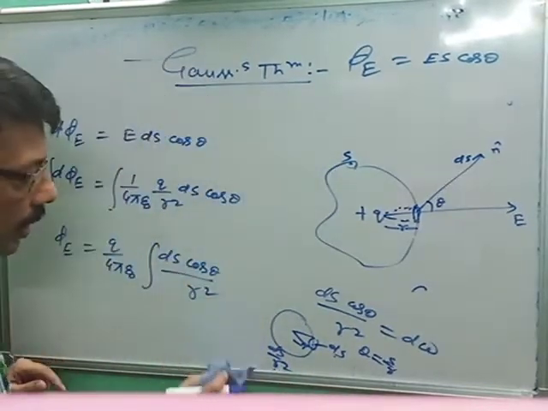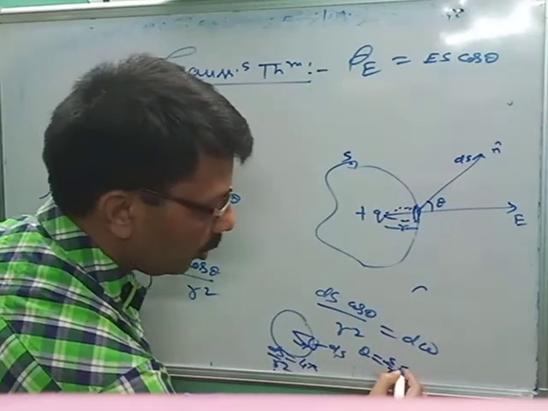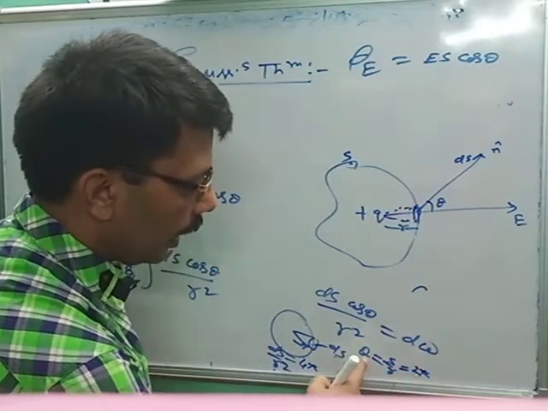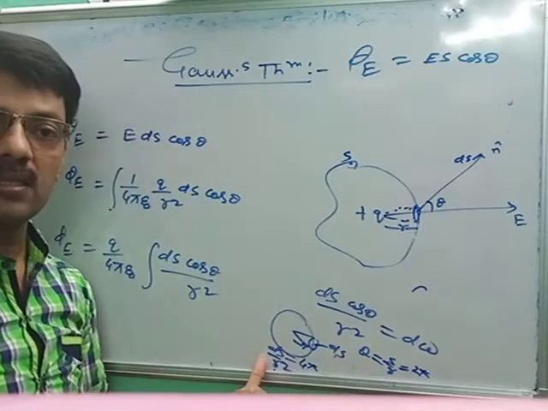So this is called the solid angle, and the total value of solid angle is 4 pi. Note down the point. And the total value of angle is 2 pi. Angle is measured in radian. The unit of solid angle is steradian.